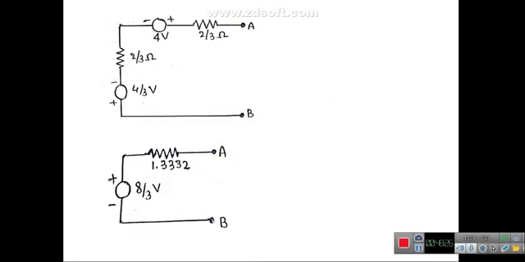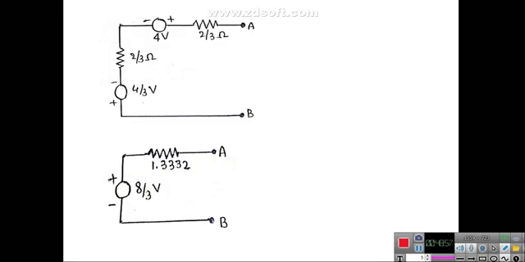Okay, now if you convert that current source into a voltage source, so this is 4 volts in series with the 2 by 3 ohm, and 4 by 3 volts in series with the 2 by 3 ohm. Now further you can simplify, these two sources are connected in series, so the similar terms are connected.